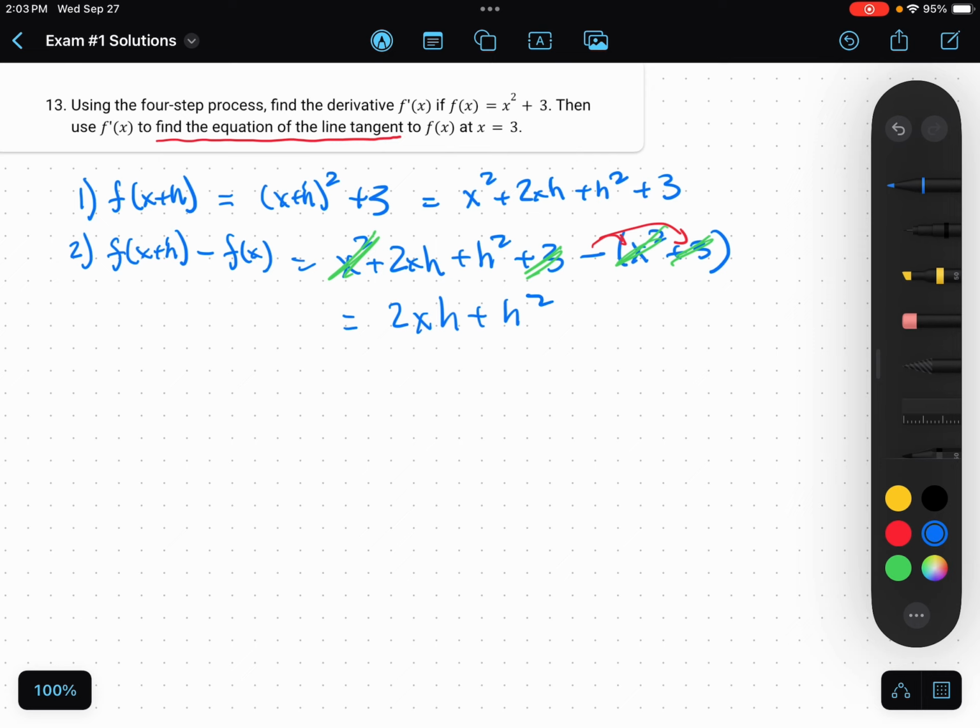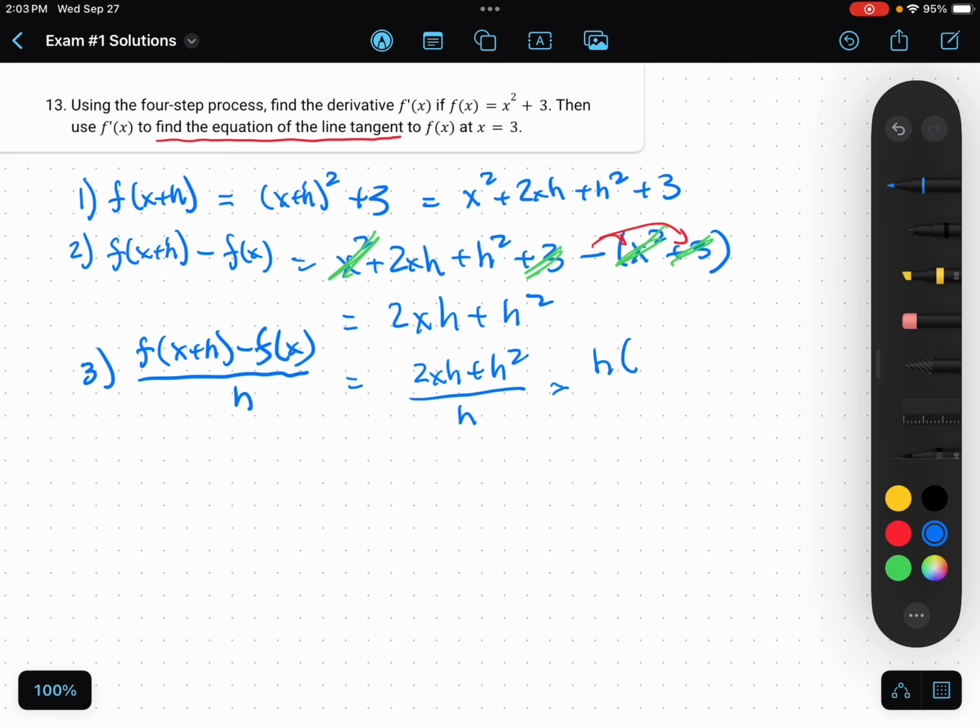That's it. For step 3, we divide that whole thing by h. So f of x plus h minus f of x over h. That's called the difference quotient. And we take our expression from the last problem, 2xh plus h squared, and we divide it by h. We've practiced this, and we know that we're going to factor on top so that we can cancel the h's. And the result of step 3 is 2x plus h.